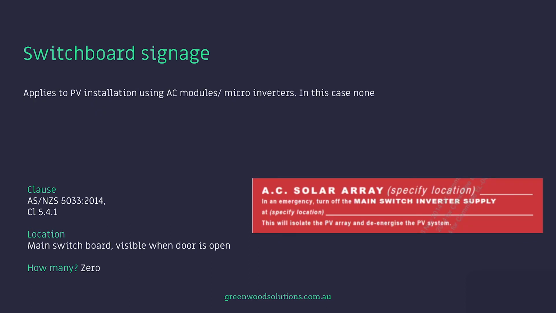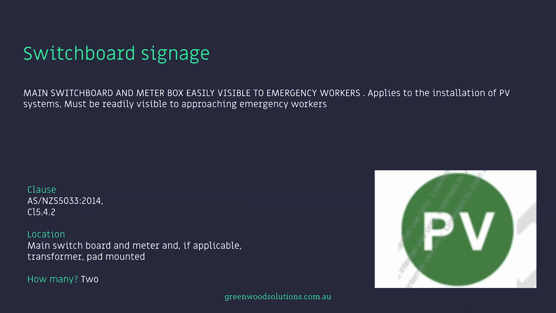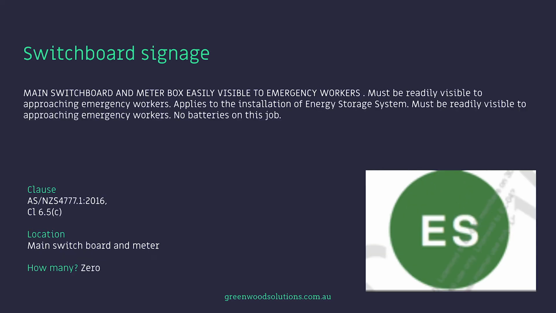The next sign also refers to 5033, clause 5.4.1. Main switchboard, visible when the door is open, but in this case 0 because we're not using microinverters. The next signage is the classic green PV sign. Again, 5033, clause 5.4.2. The location for this is the main switchboard and meter, and if applicable, the pad-mounted transformer. In this situation, we are putting 2 of them in.